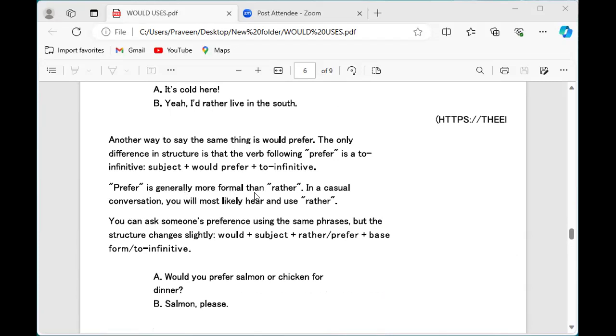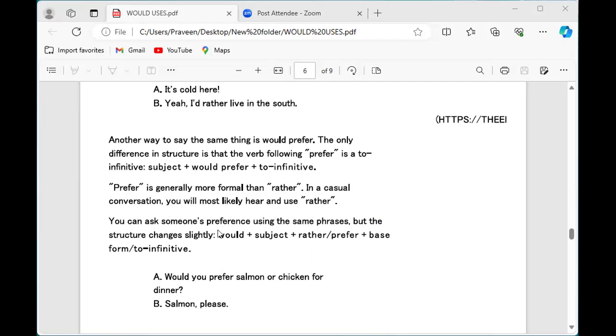Rather and prefer also mean the same. Prefer is generally more formal than rather. In a casual conversation, you will most likely hear and use rather.